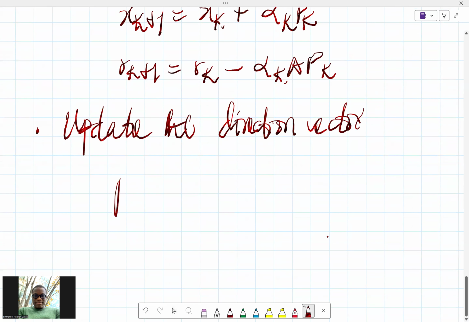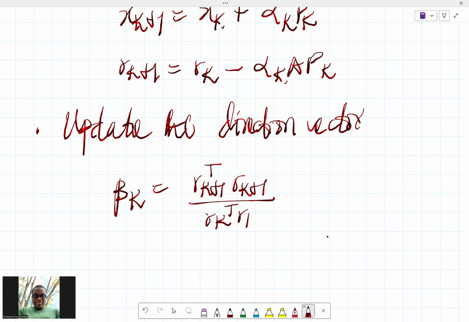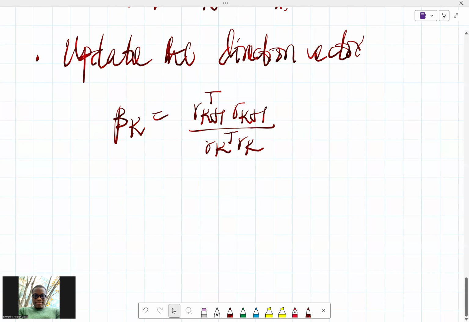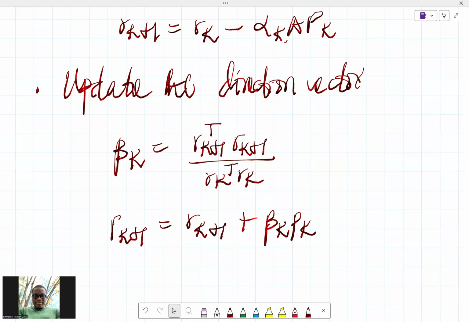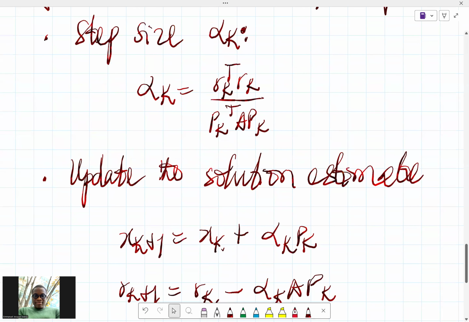So to update the direction vector, that's beta k equals rk plus 1 transpose rk plus 1 over rk transpose rk. Whenever we have this transposition, it is some kind of normalization. Again, we also have pk plus 1 equals rk plus 1 plus beta k pk. So we have all of that. That's step two.